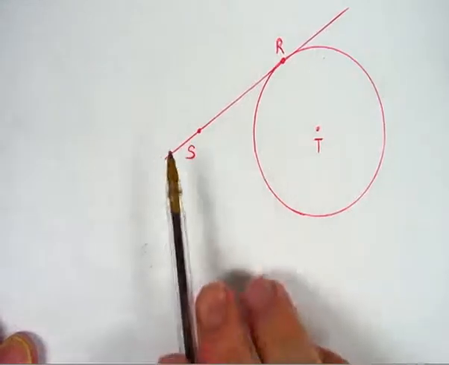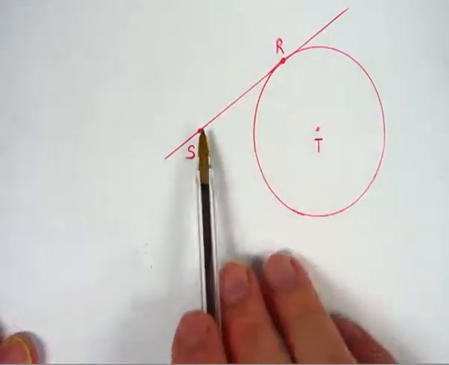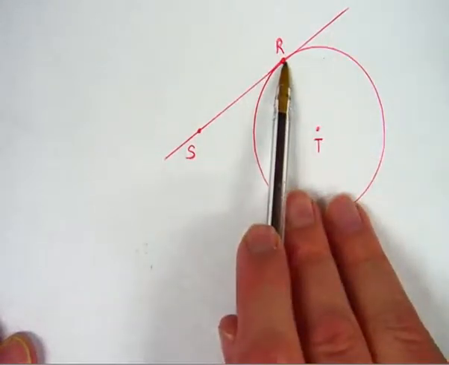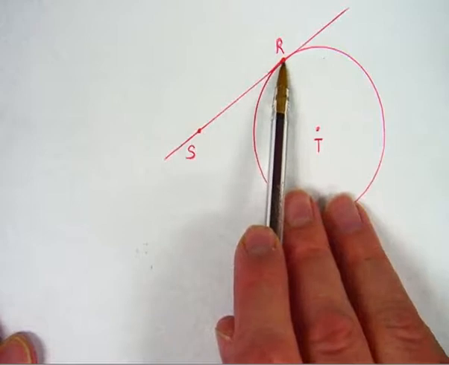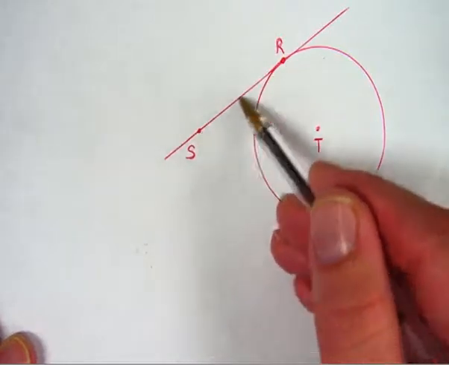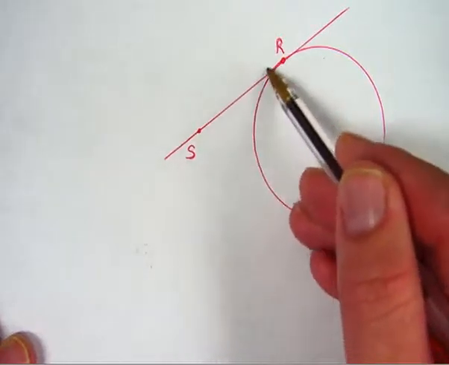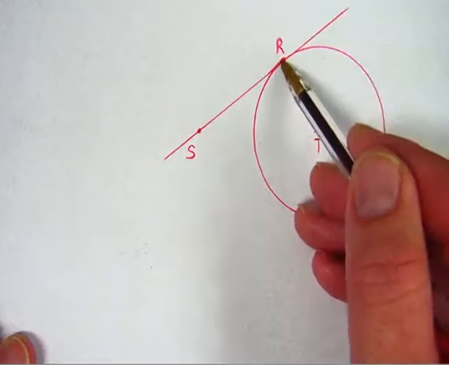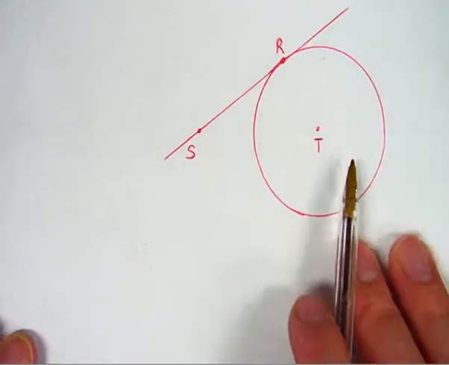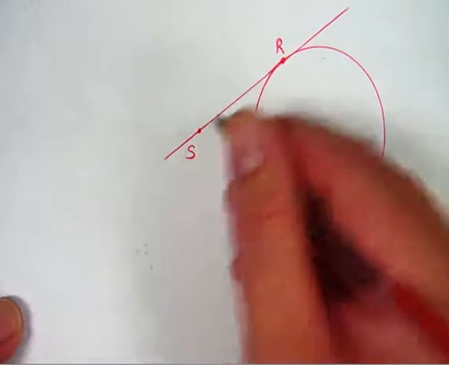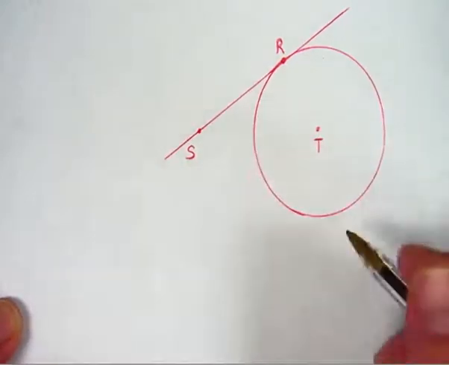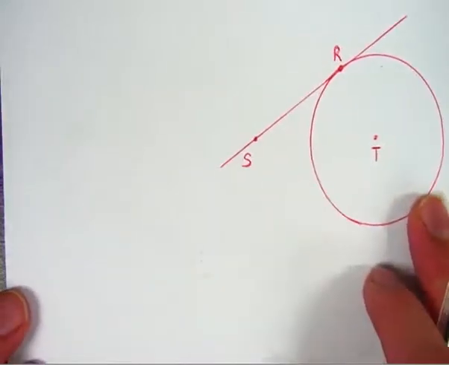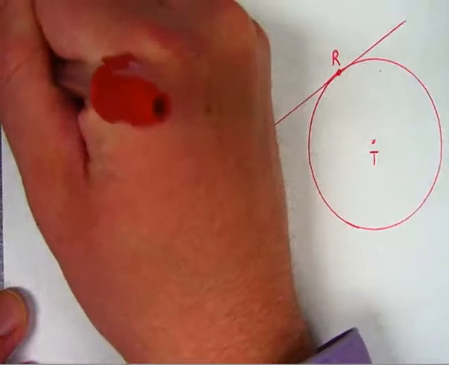And this line, by design, so I'm telling you what it's supposed to do, passes through S and R is a point on the circle. And this line does not go inside the circle. It just brushes the outside of the circle at R. So R is the only place where it touches this. And this means that SR is what we call a tangent.